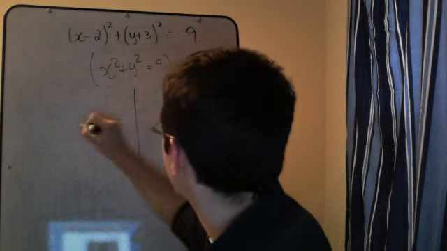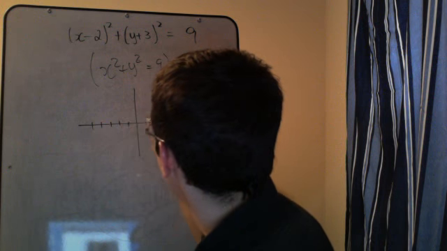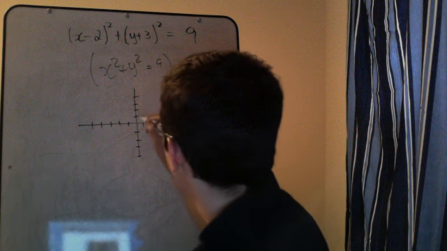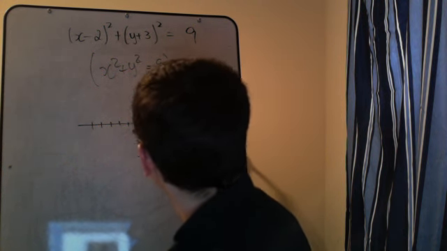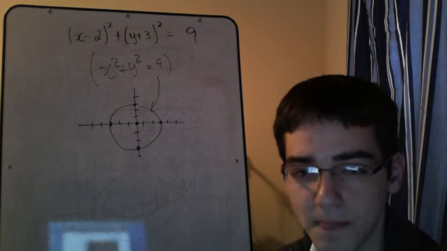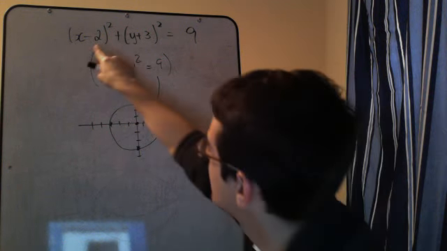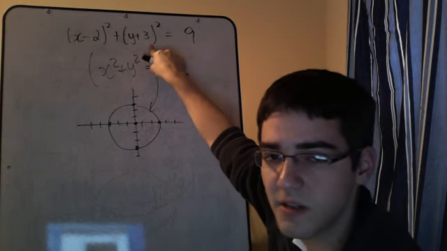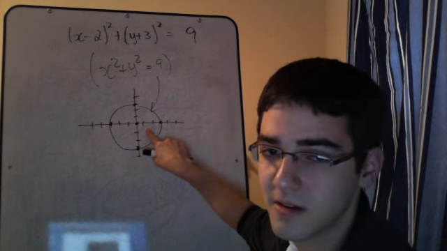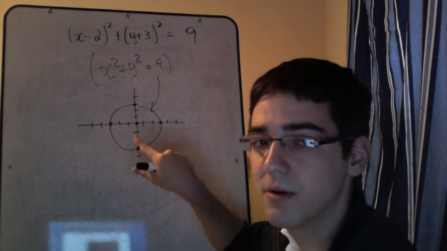That has a center of 0, 0 and a radius of 3, right? 0, 3, 3, 3, and 3, right? That's for that equation. Pretty easy, right? But generally, all this is, you're just moving this curve to the right 2 and down 3.